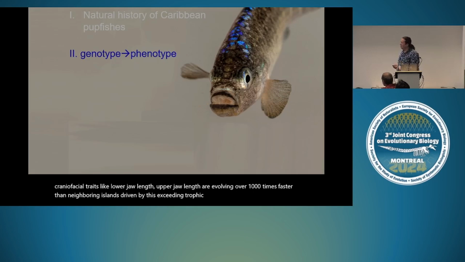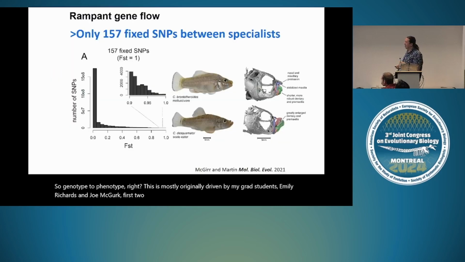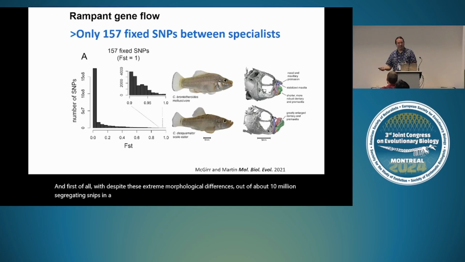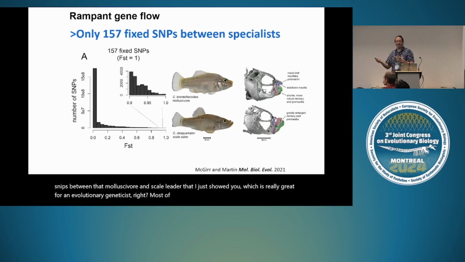So, genotype to phenotype. This is mostly originally driven by my grad students, Emily Richards and Joe McGirr, my first two grad students when I was at UNC. And first of all, despite these extreme morphological differences, out of about 10 million segregating SNPs in a genome size of 1 billion base pairs, Joe found there's only 157 fixed SNPs between that molluscivore and scale eater that I just showed you, which is really great for an evolutionary geneticist, right? And most of these are probably even false positives, so we think we have a very narrow range of candidate, potentially causal SNPs to sort through.